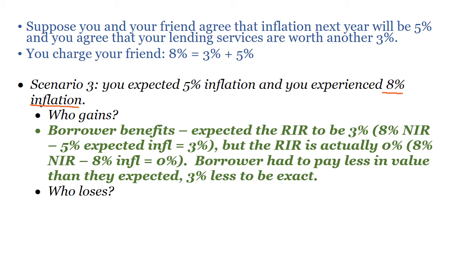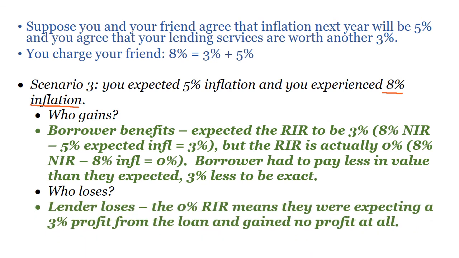So if borrower benefits, who loses? The lender. 0% real interest rate means 0% profit. They thought they were getting a 3% profit because that's what they thought the real interest rate would be. But once we actually saw what truly happened with inflation, they're going to get their money back, but they will have gained no profit. All of that money would have been wiped away by the diminishing purchasing power due to the higher inflation.